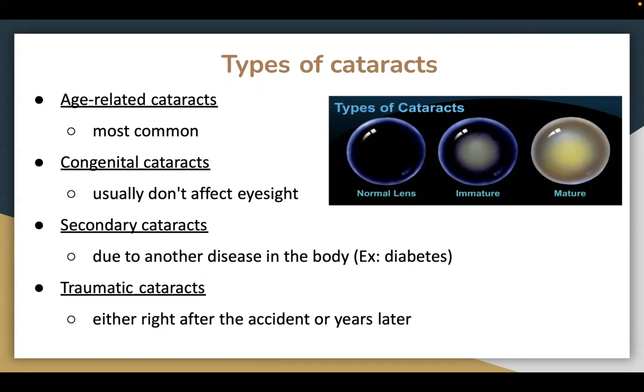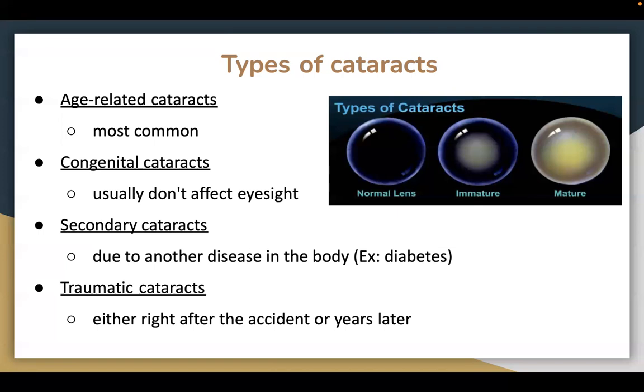The first is age-related. This is the most common type of cataract that forms and is extremely common throughout the US, the world, and it affects both of your eyes or one of your eyes. The next is congenital. They usually don't affect your eyesight if you form this type, and it's usually seen in babies that are born with them or early childhood, youth, early years.